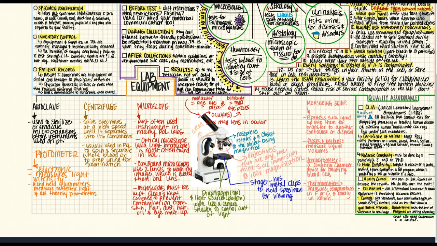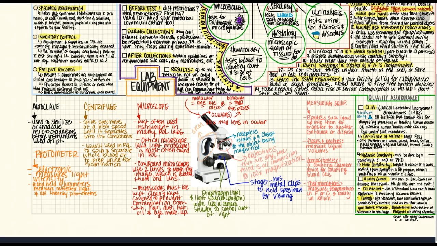Centrifuges are pieces of equipment that spin specimens at a high speed until it separates into its components. It's usually used in the POL to spin and separate whole blood, which is one of the things that you will use it for in the 219 class, or the phlebotomy section of the class. And sometimes it's used to prep urine for examination as well. So sometimes we have to spin down urine to separate any floaters that may be in there or any sediment. And so on occasion we have a reason to spin urine as well.